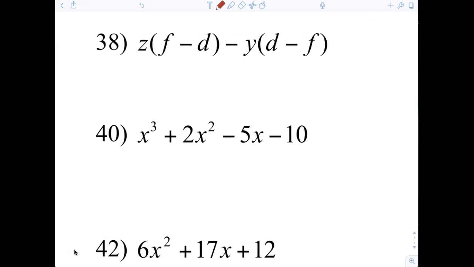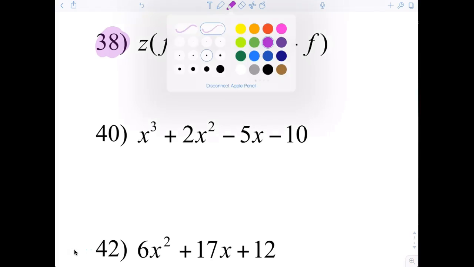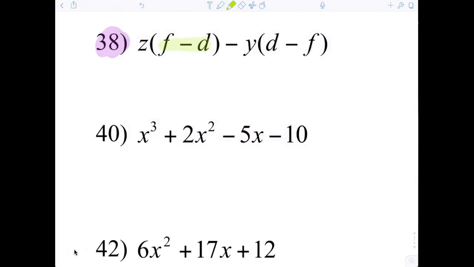38. Now this one, yes. So listen to me. I need you to put a little star by 38. It's in the wrong order. Now highlight again, please, and make yourself a note: F minus D and D minus F. So all you do is factor out a negative, and that changes the signs. When you factor out a negative, the minus becomes a what? Positive. All right, so here we go.